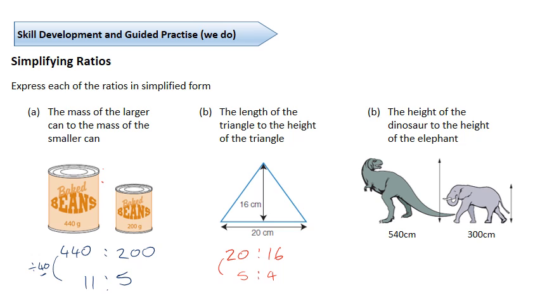And last up, these two, we got a dinosaur and an elephant. The height of the dinosaur to the height of the elephant. So height of dinosaur, 540, to the height of the elephant, 300. So the first thing I'm going to do, I'm going to knock that 0 off each side to get 54 is to 30. Makes it a bit easier to look at now. Now I can see the highest common factor is 6. Let's divide by 6 to get 9 is to 5.